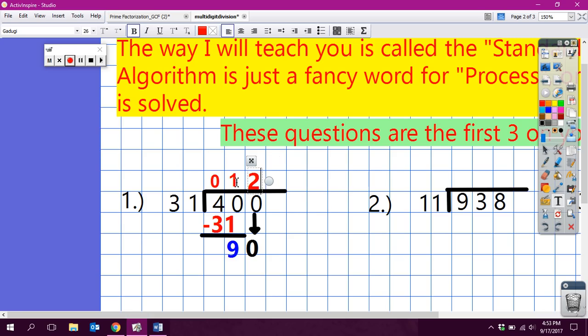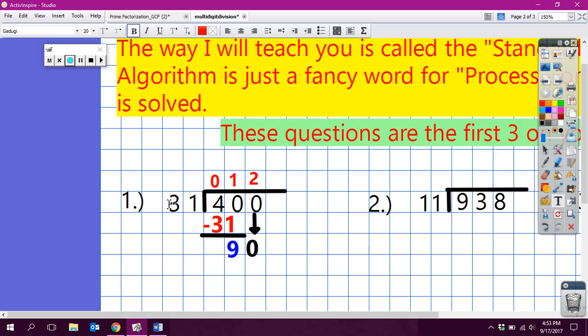And I don't know why this digit is so fat in comparison to this one. Oh, it's because the font is bigger. Way to go, Miss Simmons. Okay, making it smaller because that's too big. Okay, so now I've got a 12.